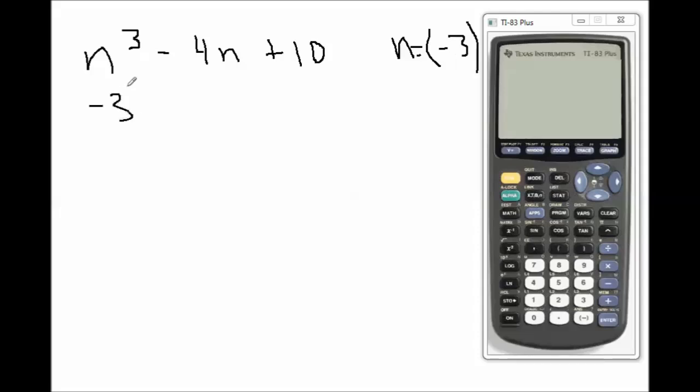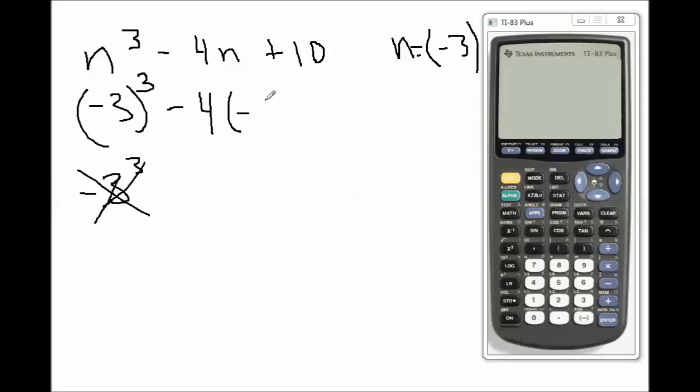So let's put in -3 with a quantity sign because n is -3. It does not mean -3 cubed because like we saw before, this is actually different. We don't want that. Get that out of here. We want (-3) quantity to the 3rd power minus 4 times the quantity -3 plus 10. All right. All we got to do now is evaluate the expression.